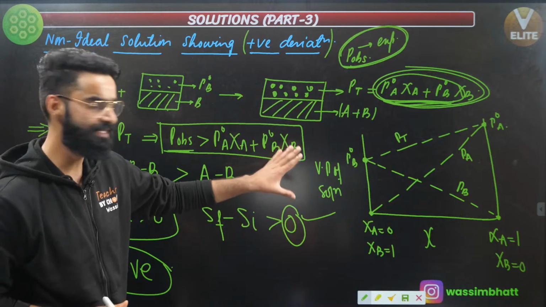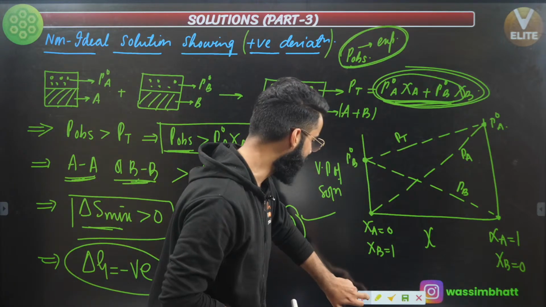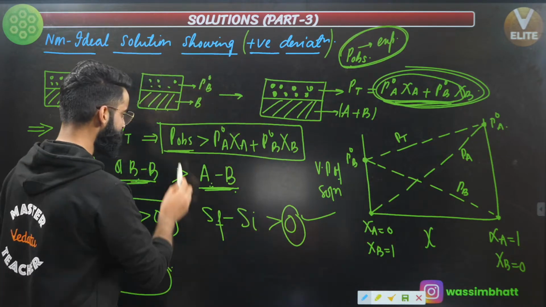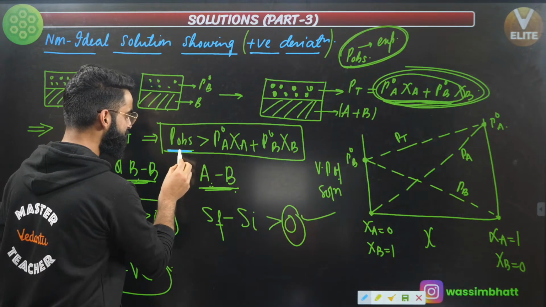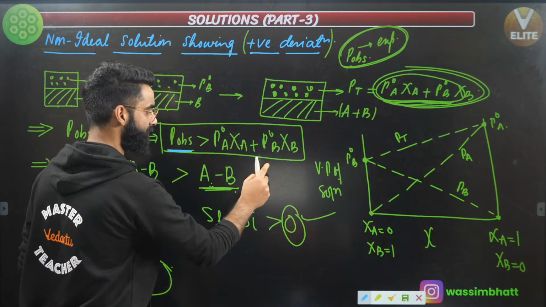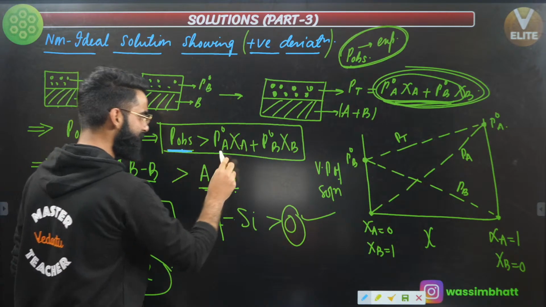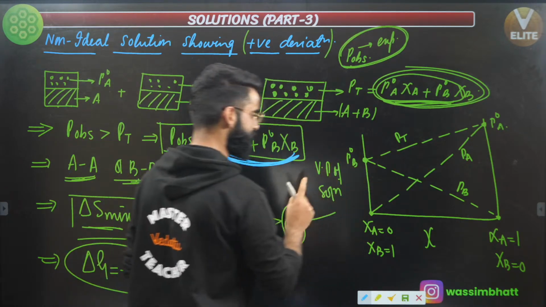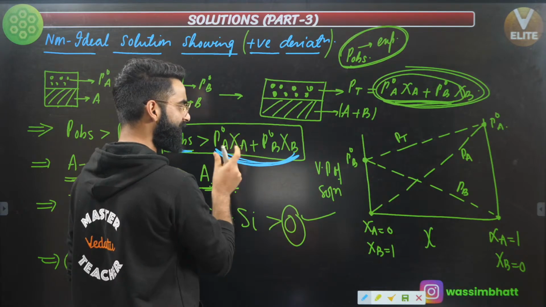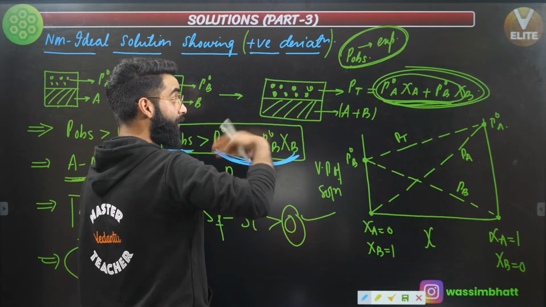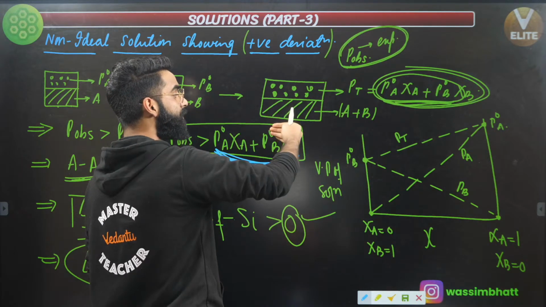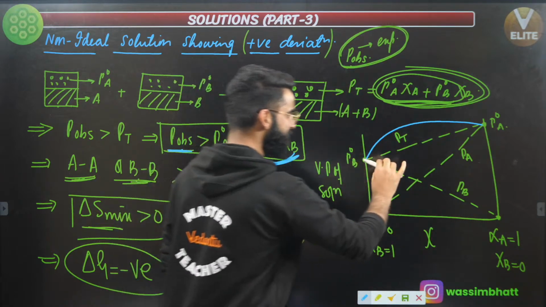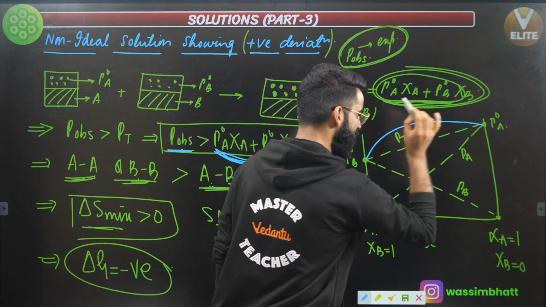But these curves are only valid if the solution I'm getting is ideal in nature. But in case of non-ideal solutions showing positive deviation, we got to know the observed vapor pressure is greater than the vapor pressure of the solution calculated theoretically by means of Raoult's law. So in order to represent the total vapor pressure of the non-ideal solution showing positive deviation, the curve should be like this. This represents the total vapor pressure of the non-ideal solution showing positive deviation, correct?